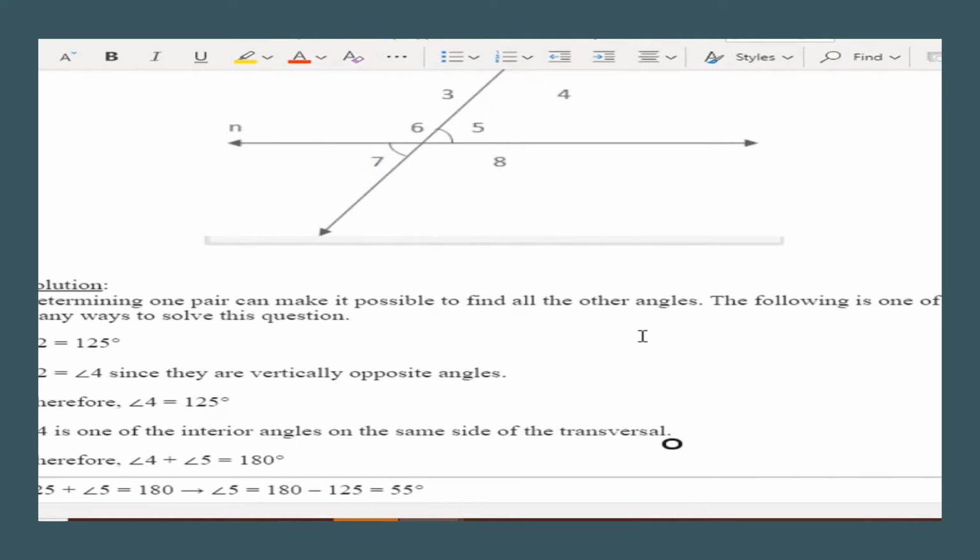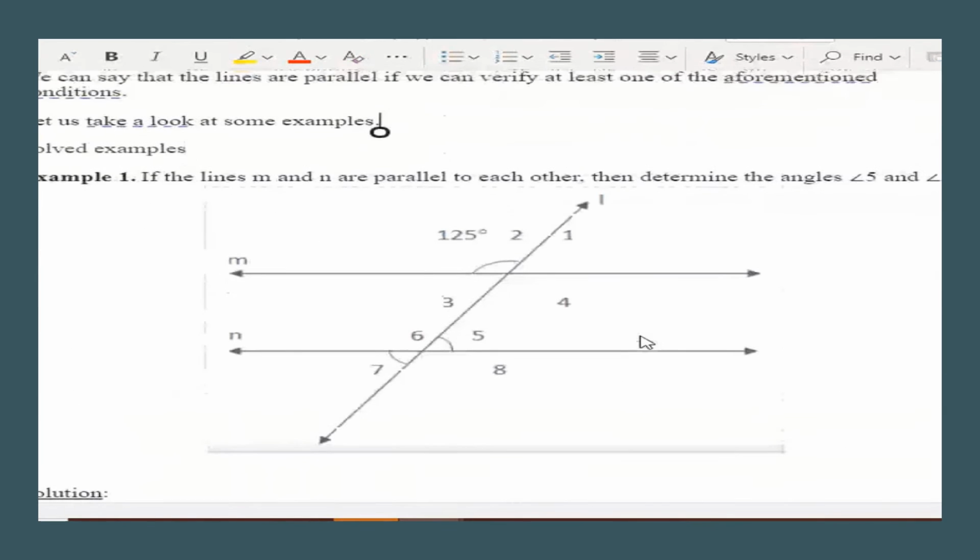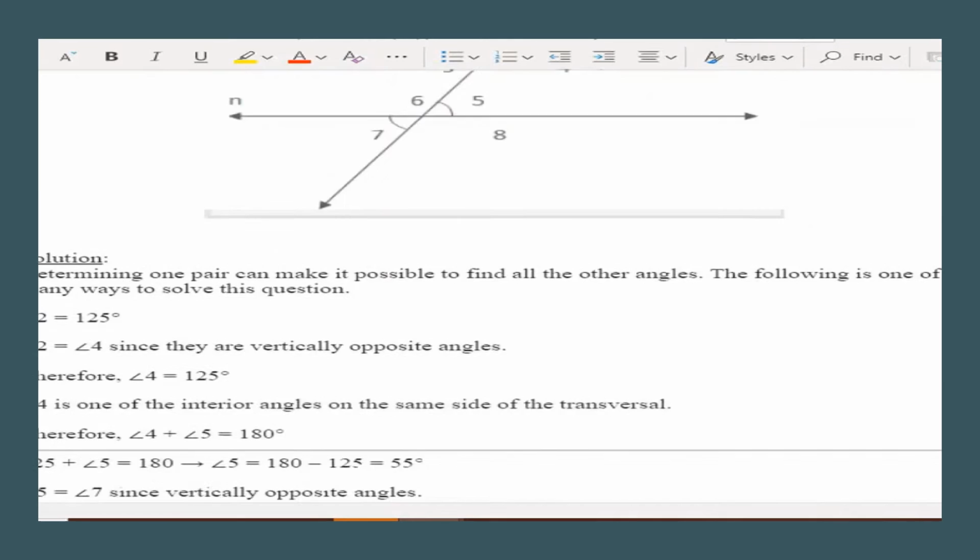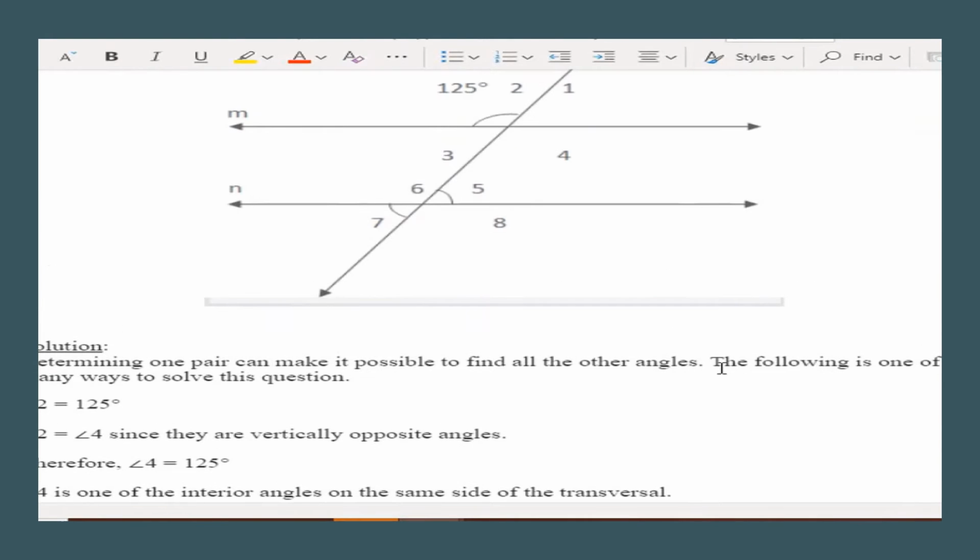All right, so angle 2 is given to be 125. So we're just looking back at the diagram. So angle 2 is 125. So it says angle 2 equals angle 4, since they are vertically opposite, and we can see that here 2 and 4 are vertically opposite. Therefore, angle 4 is 125 degrees.